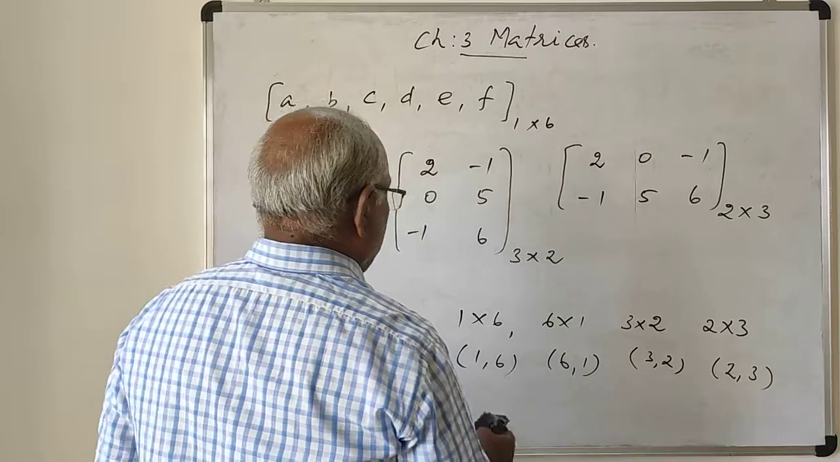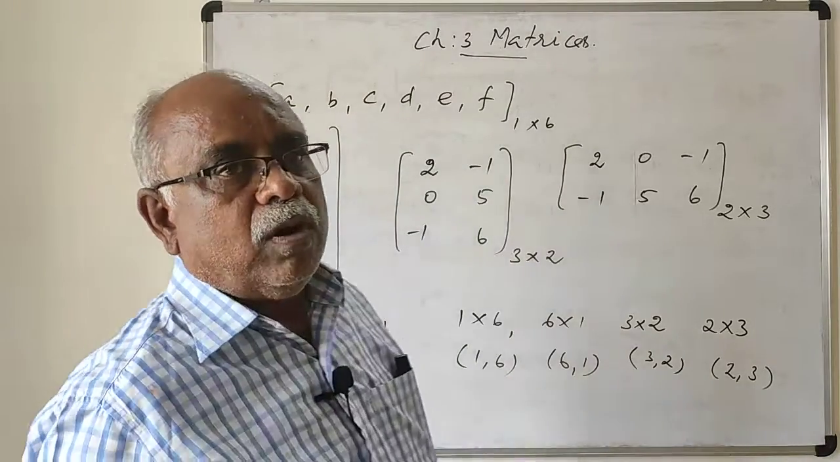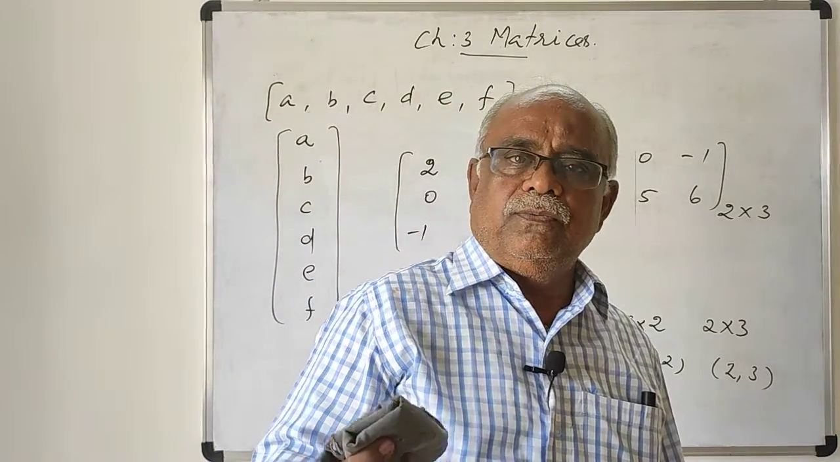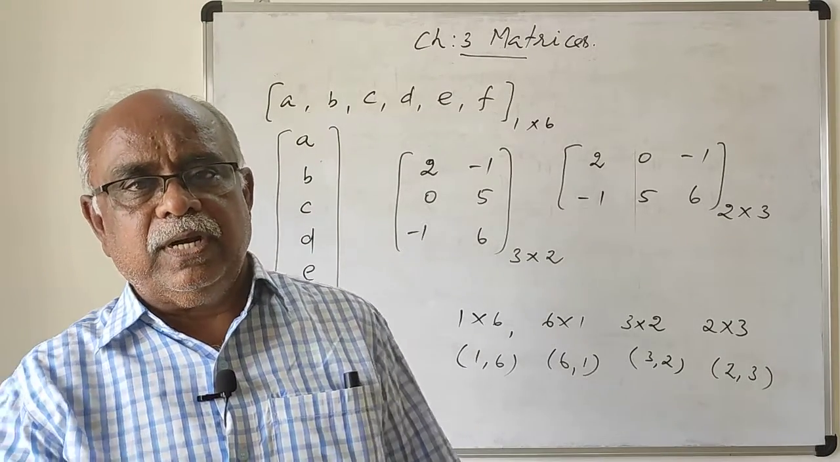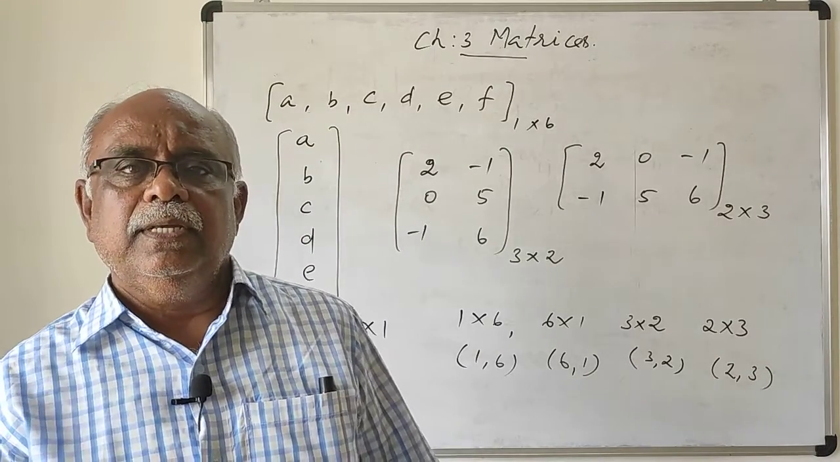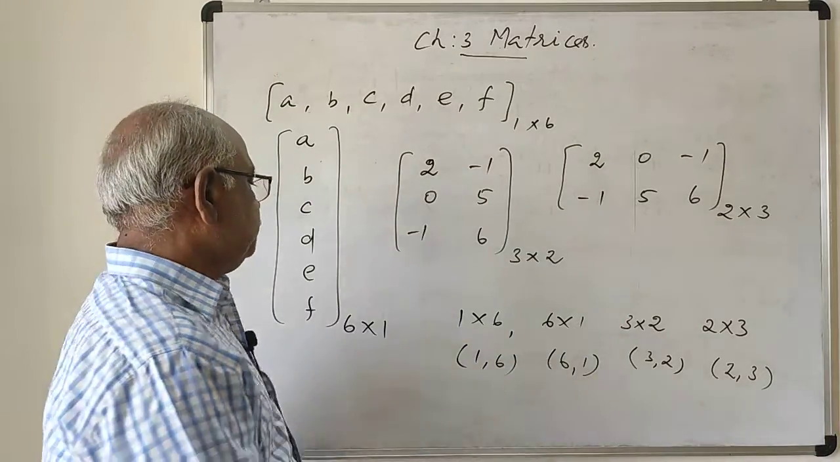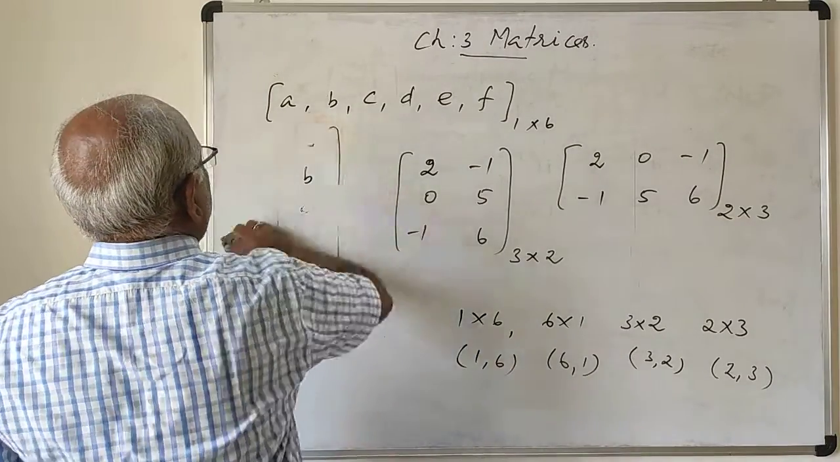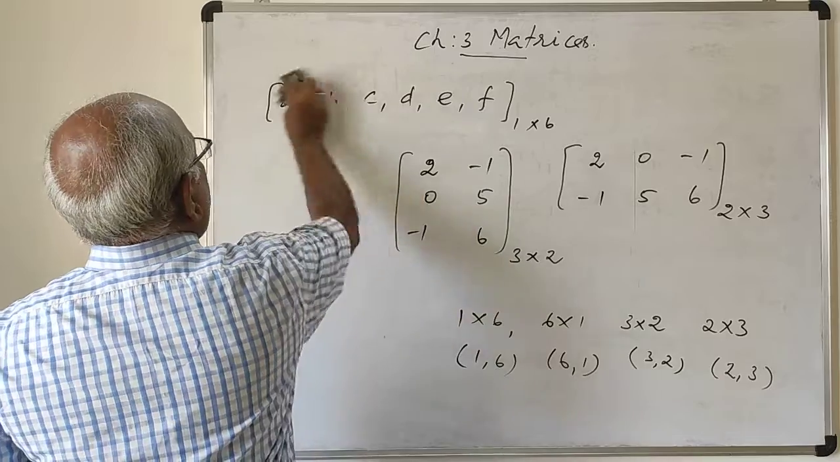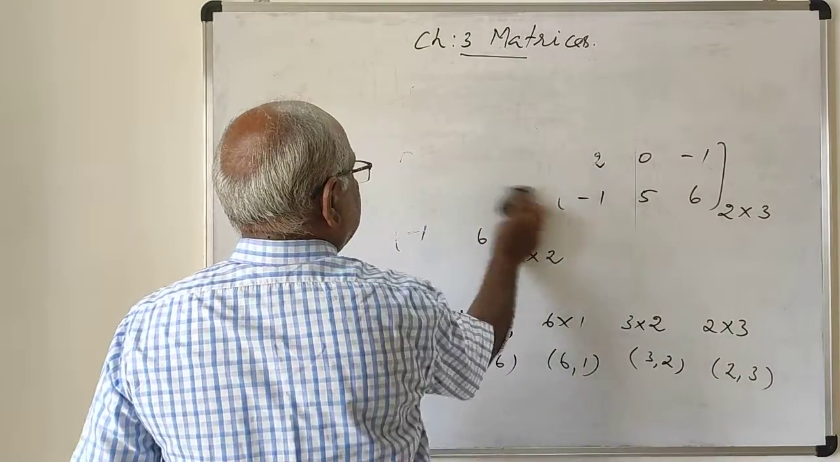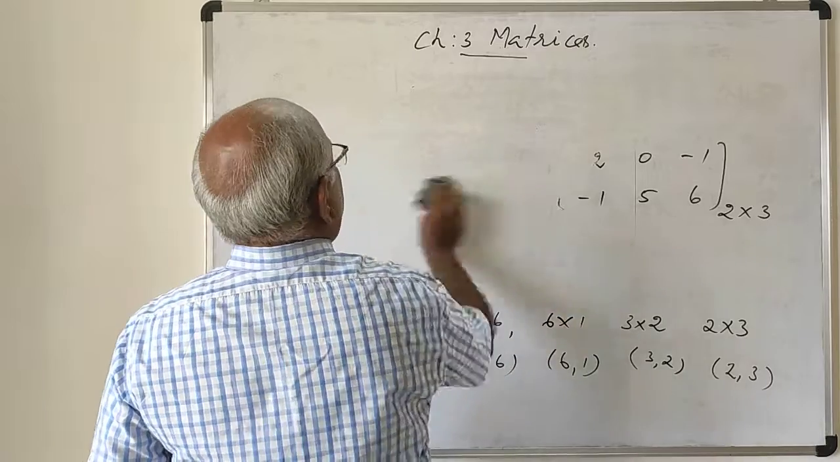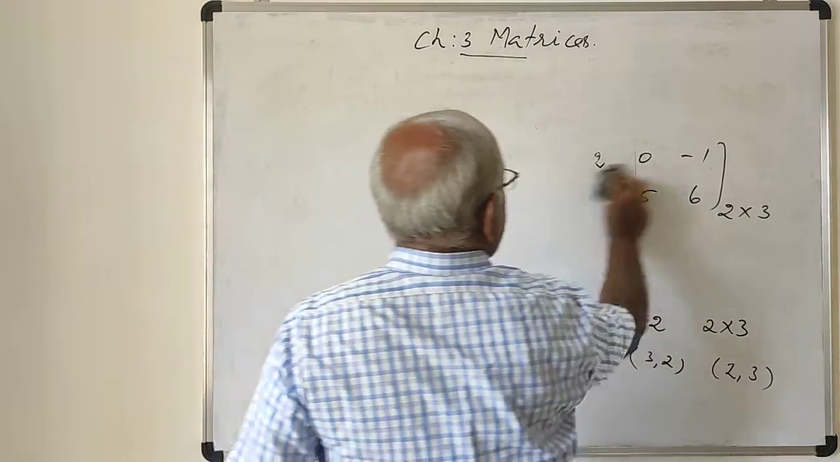Now I am going to ask one more question. What are the different types of orders of matrices having 8 elements? What are the orders of different matrices having 8 elements? Your total number of elements is 8.